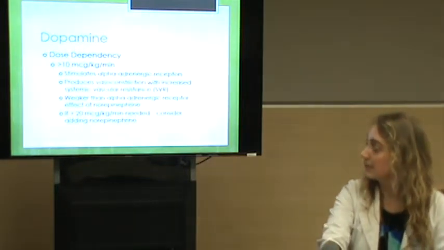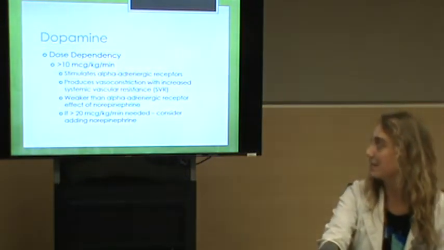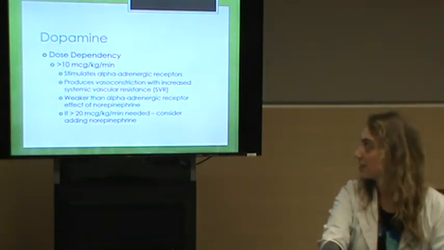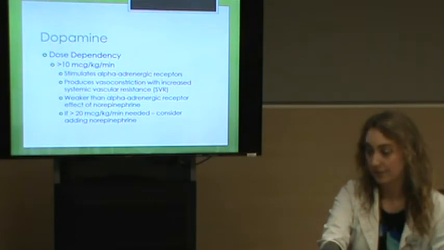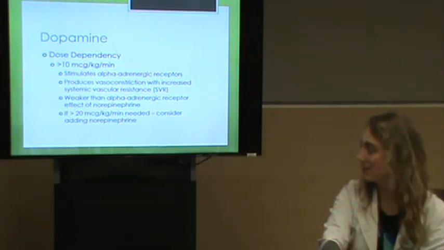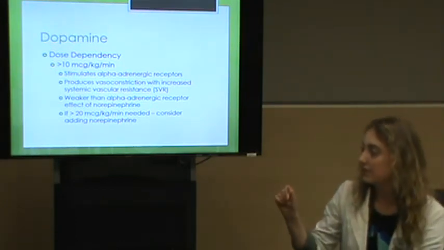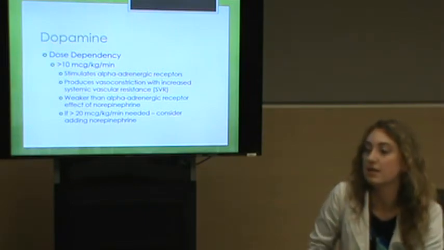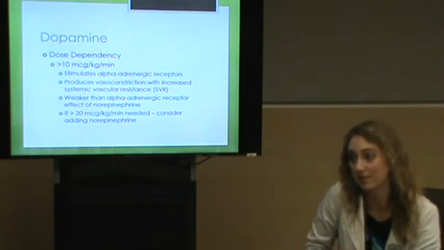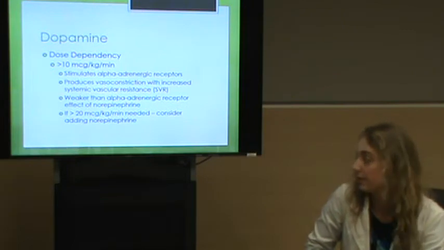And then when you increase above 10 mics per kg per minute, it ends up acting at the alpha receptors. So this causes vasoconstriction. It is weaker than the Levophed that comes after. The other thing is that if you increase above 20, a lot of the times you'll want to end up discontinuing the medication or switching to something else, or adding Levophed on board.